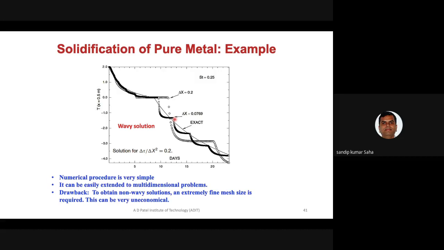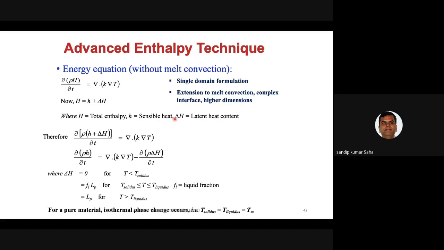You always expect that no waviness should come in the solution. Everything should be smooth. Now, what are the remedies? One remedy is that you have to reduce the grid spacing, that means you have to refine the grid in your numerical model, or you can employ a more advanced model. That model we call the advanced enthalpy model, which Fluent or some software employs.